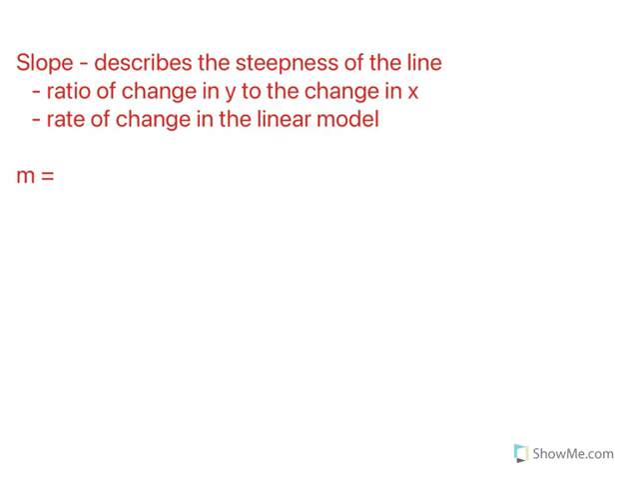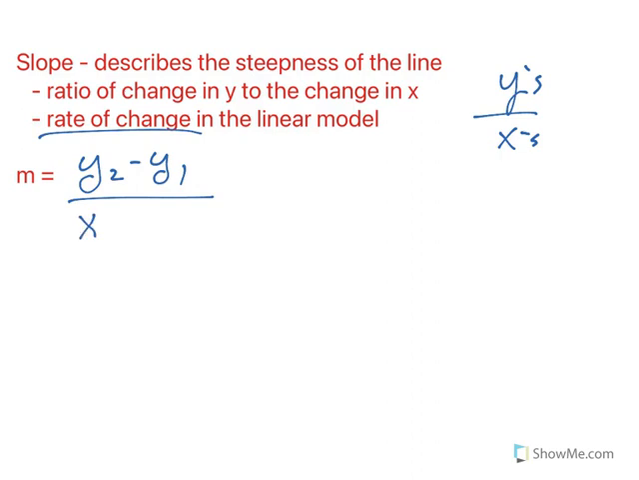Recall, the slope describes the steepness of the line. It's the ratio of the change in y values over the change in x values. And we often call this the rate of change in the linear model. So it's important to pay attention to that slope. Because it is the rate of change, we often also say change in y over change in x. That's how I refer to it a lot. Change means subtraction. So if you are given two ordered pairs, you can find the difference.